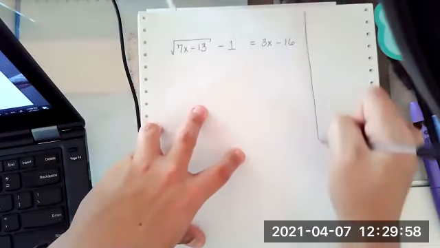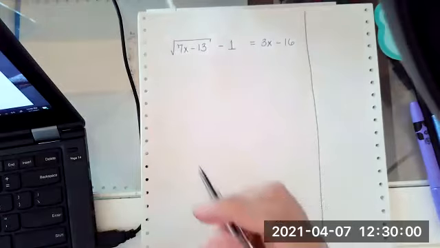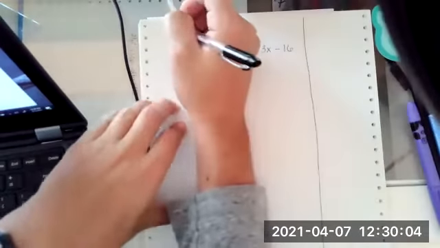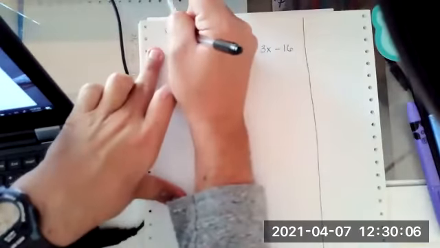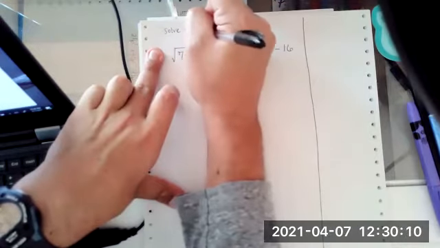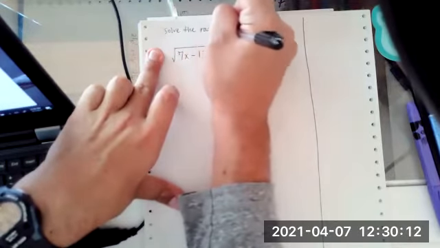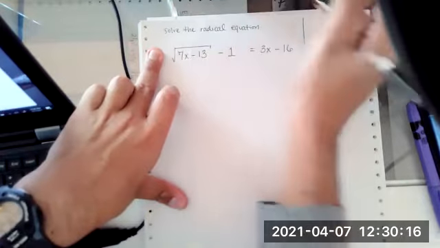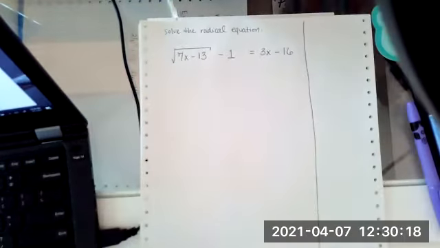Let me just put a little line here because I might have some scratch work. The instructions for this were probably just to solve the radical equation, or maybe it just said solve. But really, this is a radical equation, so I'll write that this is a radical. Solve the radical equation.